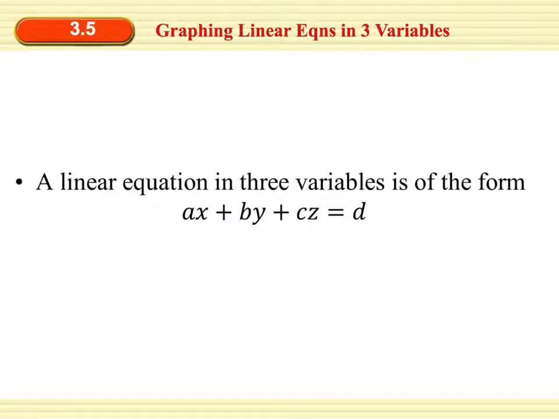Now, with a linear equation in 3 variables, we also have a standard form. That standard form is going to look similar to an equation in 2 variables, except we do add this third component. So we still have our ax plus by, but now we're also going to add that cz, and that is going to equal a constant, and in this case, that constant is d.